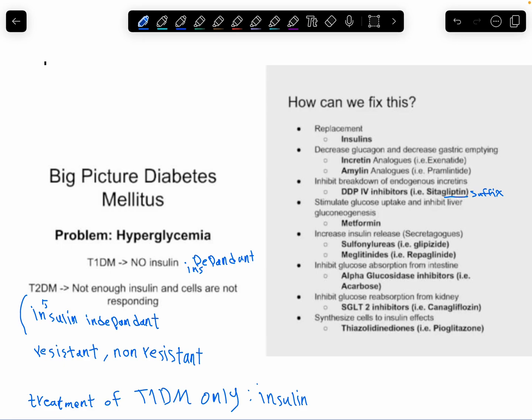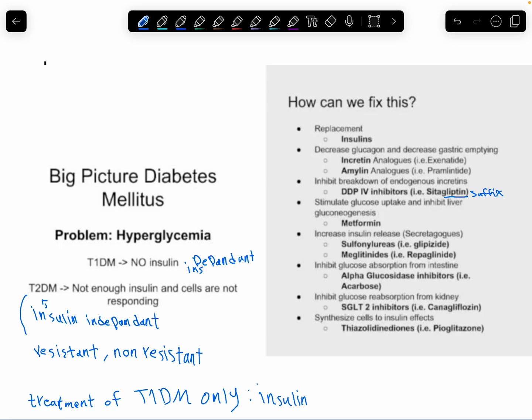Next, drugs that increase insulin release. They are called secretagogues. The first one, who will help me to pronounce? Glipizide is the name, the group. Just as I mentioned, sulfonylureas.